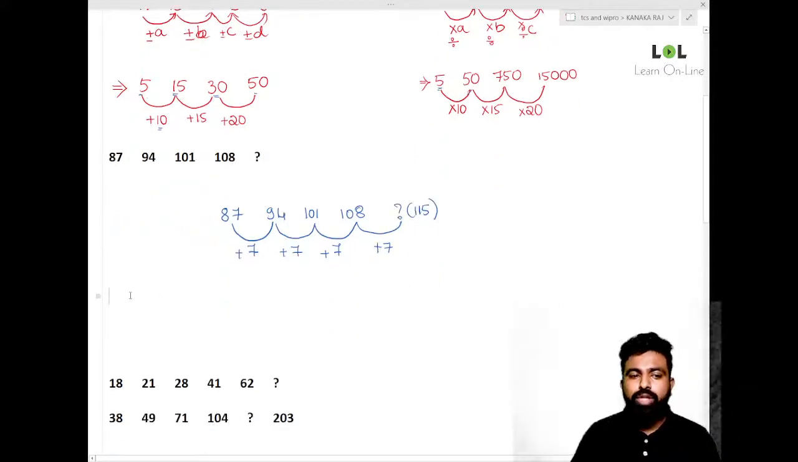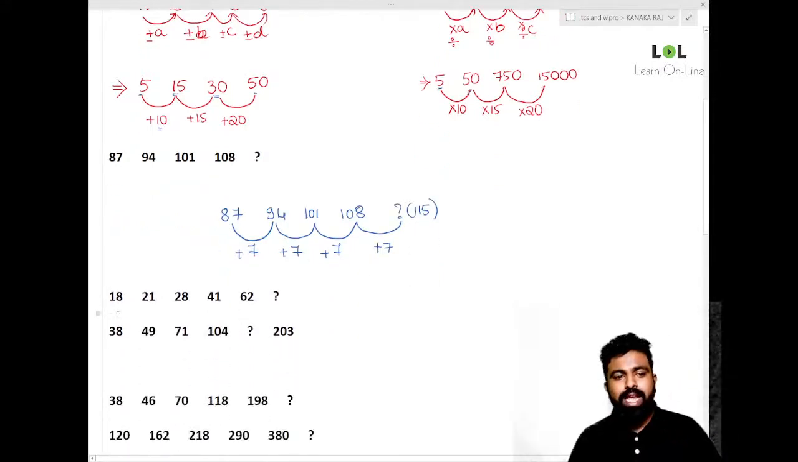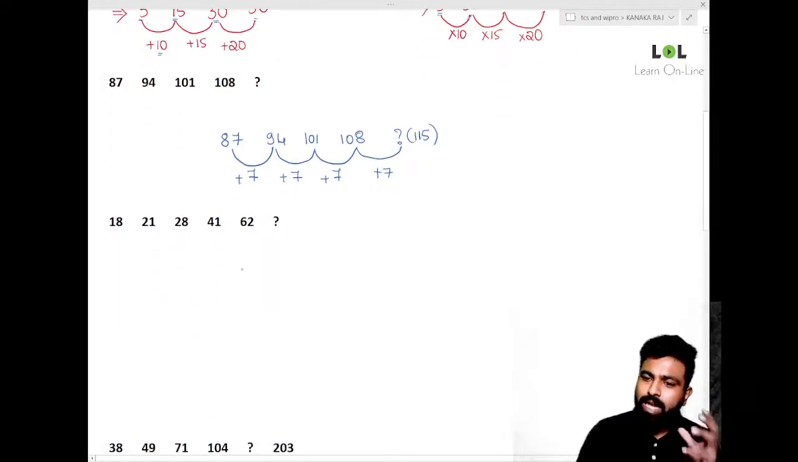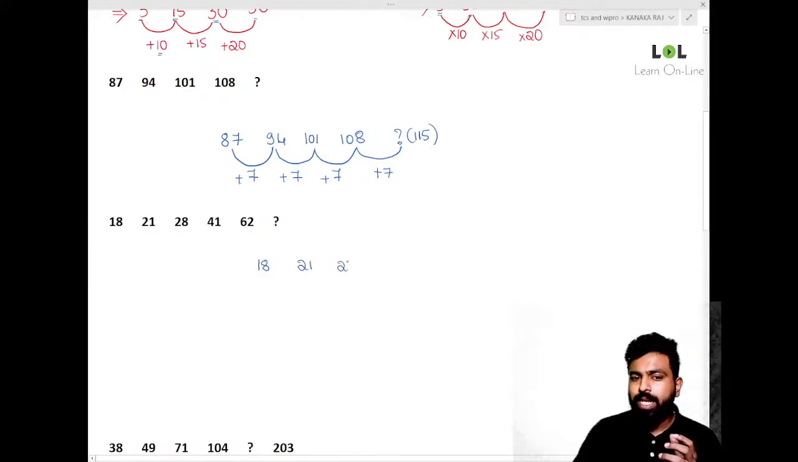Now, moving on to the next question here. What is the next question? Look at this. Is this a different series or a multiple series? First step, let us determine if this is a different series or a multiple series. What kind of series is this? The numbers are 18, 21, 28, 41, 62 and a question mark. Yes, it is a different series. As soon as you get to know it is a different series, what is the first step? We start taking the difference between the consecutive terms.